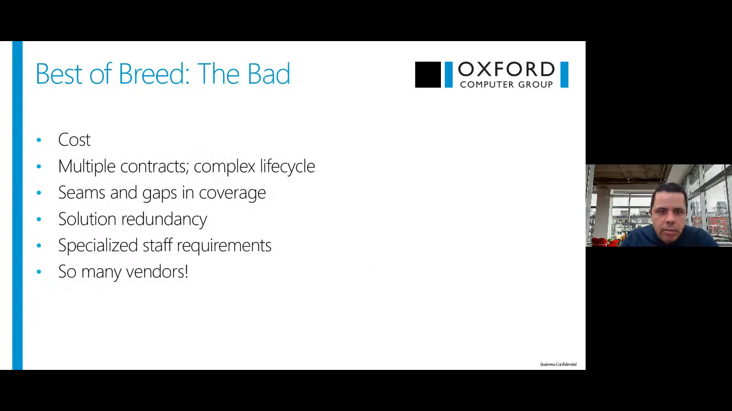Now, of course, there are cons, as with everything. Of course, there's cost. Best of breed solutions often come with a higher price tag simply because they are in that class. They consider themselves leaders and they feel that they can charge a premium for their solution. The support teams for these products tend to be larger and require specialized knowledge and depth.